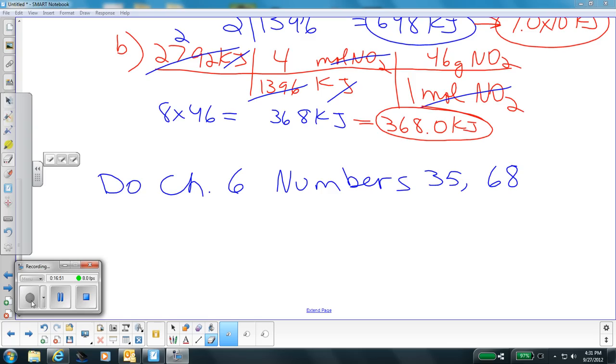At this point, you should be able to do, at the end of chapter 6, numbers 35 and 68. I think that's probably enough for now. There's some more practice you could do, but we'll do practice in class.